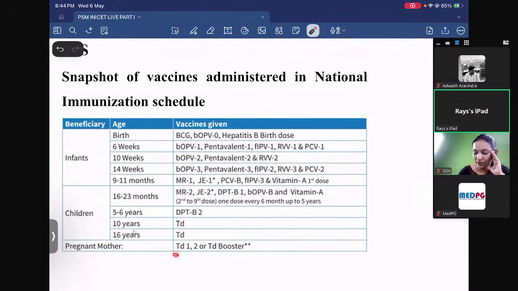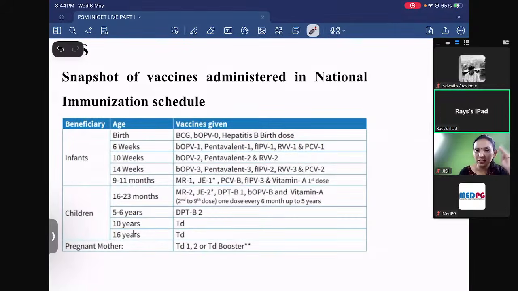Pregnant lady, you have TD, tetanus and diphtheria. TD1 and TD2 are given at an interval of 4 weeks. If the mother has already had a complete dose of TD in the previous pregnancy, which was within the last 3 years, she needs to get only a TD booster. Now, that was about the pregnant woman.